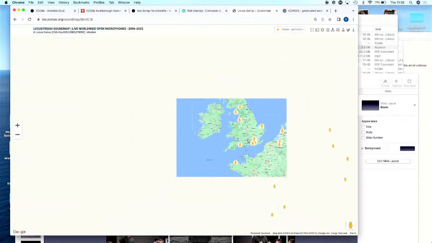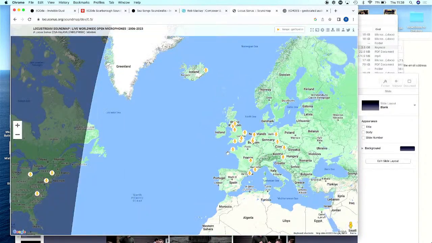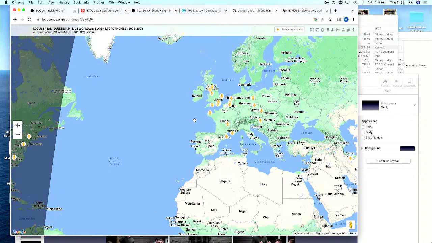It's really amazing, and there's something really visceral about the fact that you're listening to places in real time. For me anyway, it feels like it connects you in a different way than listening to a recording. And there were all kinds of interesting things coming up.